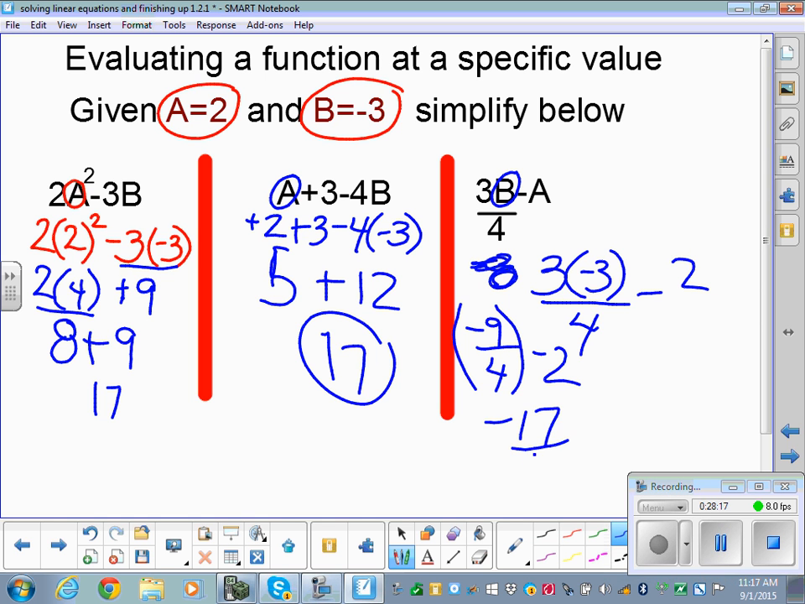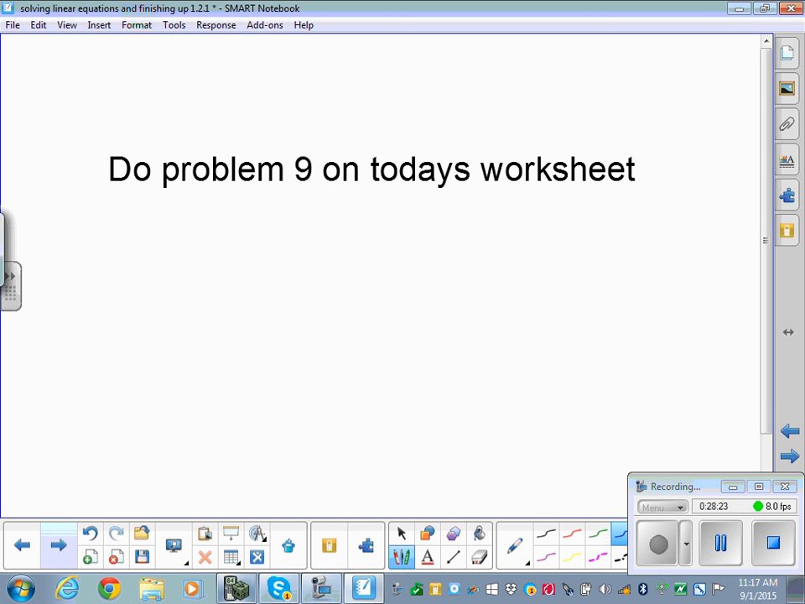Negative 17 over 4. Very good. So he's getting good at using his calculator. Okay, do problem 9 on today's worksheet. I'm only going to give you a little bit of time because we're going to talk about one last thing. Practice those. Do number 9 on the worksheet. Everybody, you should skip to that and practice it while it's fresh. Ready, set, go.